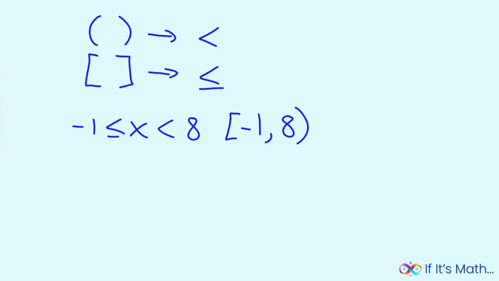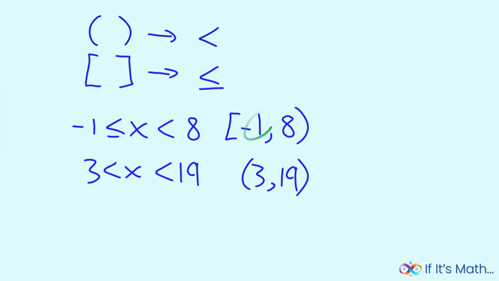So let's do one more just to be sure. If we had 3 is less than x, which is less than 19, you're going to first do your numbers, so 3 and 19. Because this does not have an or equal to there, that's going to be a parentheses. And the same thing here, because there's no or equal to, this is also going to be parentheses. So remember, you just write in your numbers. If it is or equal to, that's going to give you the bracket. If it's not, that's going to give you the parentheses.